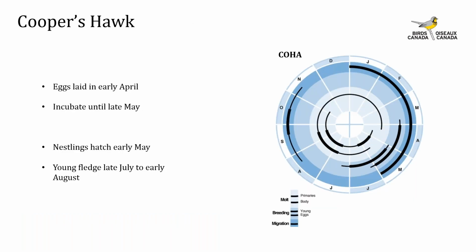So from here, I'll talk about Cooper's hawk breeding period, habitat, and nesting process, and follow that up with the sharp-shinned. So the earliest Cooper's hawk eggs are laid early April, and incubation extends to late May. The nestlings begin to hatch in early May, and all young will have fledged the nest by late July to early August.